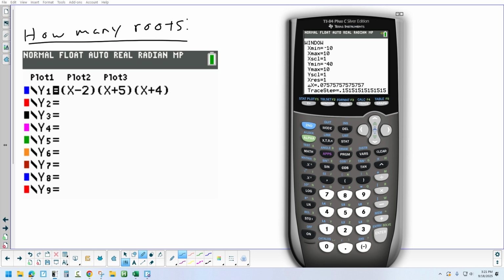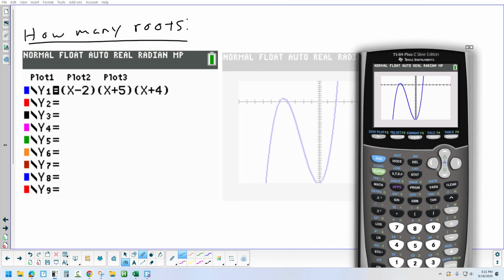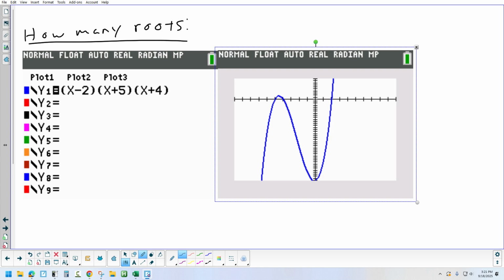So we've set a window. We hit graph. And now we should be able to see how many roots this graph has. So how many roots does this graph have? Yeah, it has 3. So 3 roots. Now I could also ask you to find them. This is where we'd have to use the calculator because that's a cubic, and we might not always get nice answers. Now, in this problem, I know the answers are going to be 2, -5, and -4. But if that was all foiled out, you wouldn't be able to tell that easily. So let's pretend we don't know that formula.